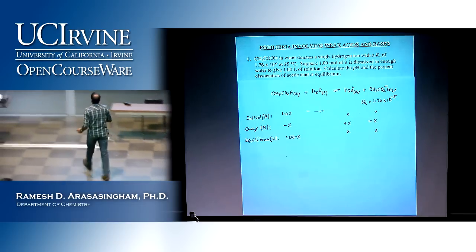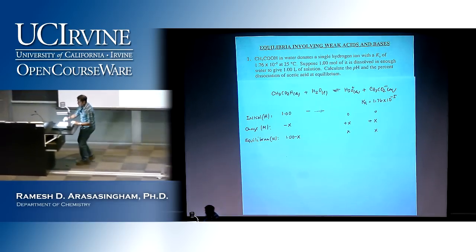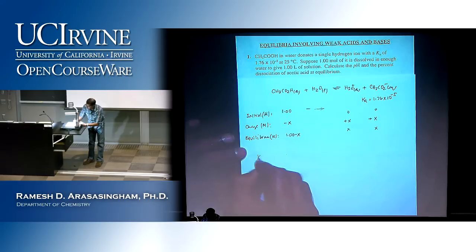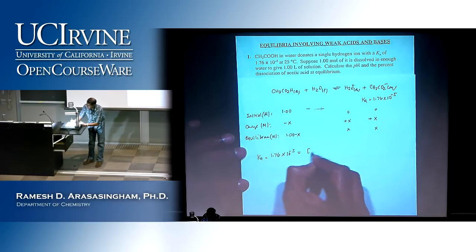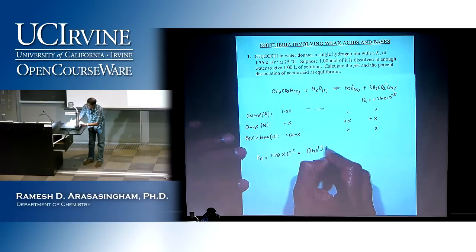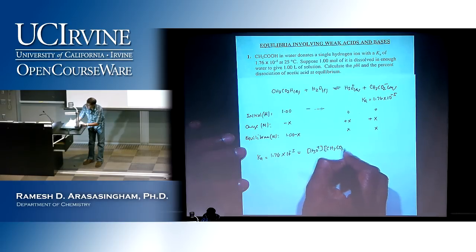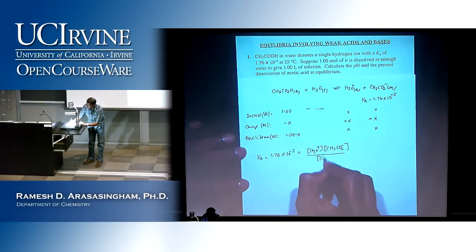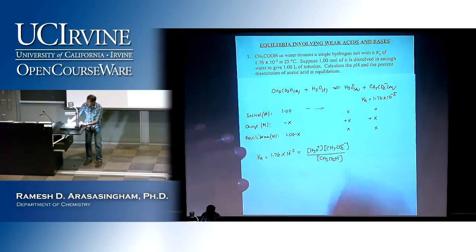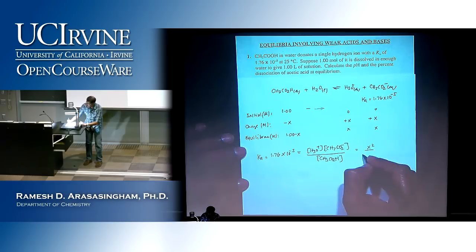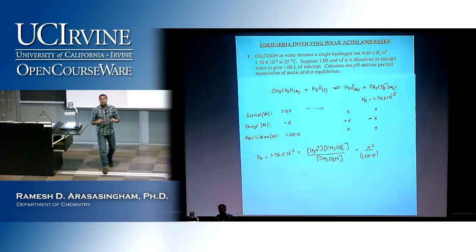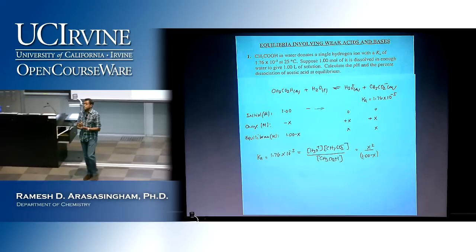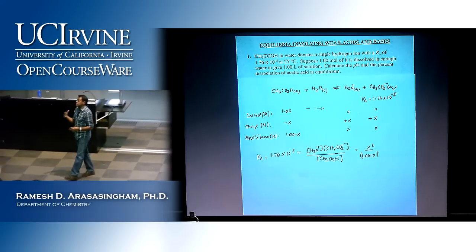All right? So now I can say Ka equals 1.76 times 10 to the negative 5 equals the hydronium ion concentration times the acetate ion concentration divided by the concentration of acetic acid. All right? Which gives me x squared over 1 minus x. Now, can I make an approximation here? What is Ka? 10 to the negative 5.